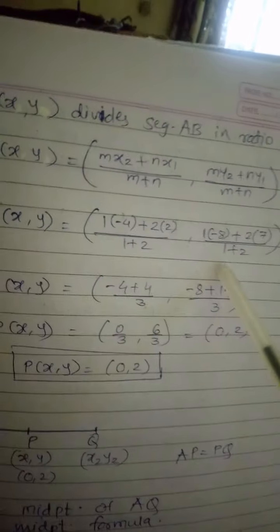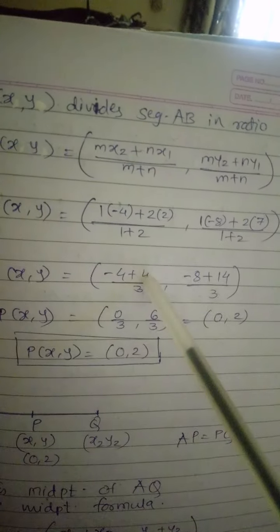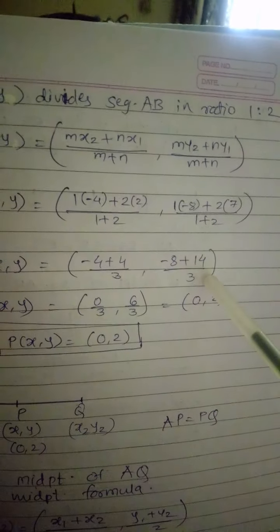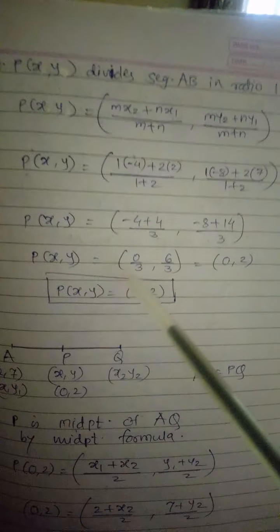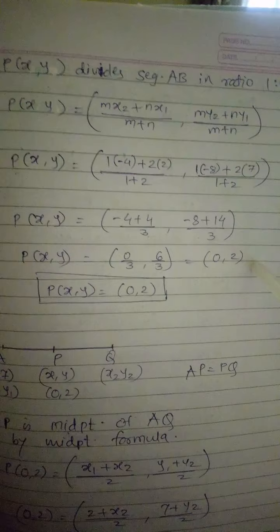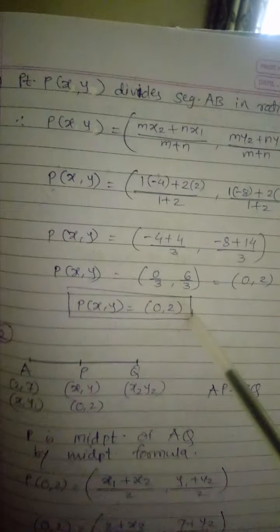So by putting these values and solving we get P(x, y) equals (-4 + 4)/(1 + 2), that is 3, and here (-8 + 14)/3. And so P(x, y) equals (0/3, 6/3). So the answer is (0, 2). Since here we get the coordinates of P, that is (0, 2).